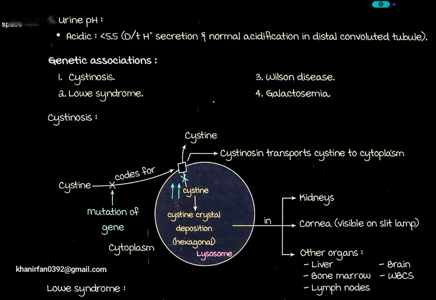Urine pH is acidic, less than 5.5, due to hydrogen ion secretion and normal acidification in the distal convoluted tubule. Genetic association: cystinosis, Lowe syndrome, Wilson disease, and galactosemia.